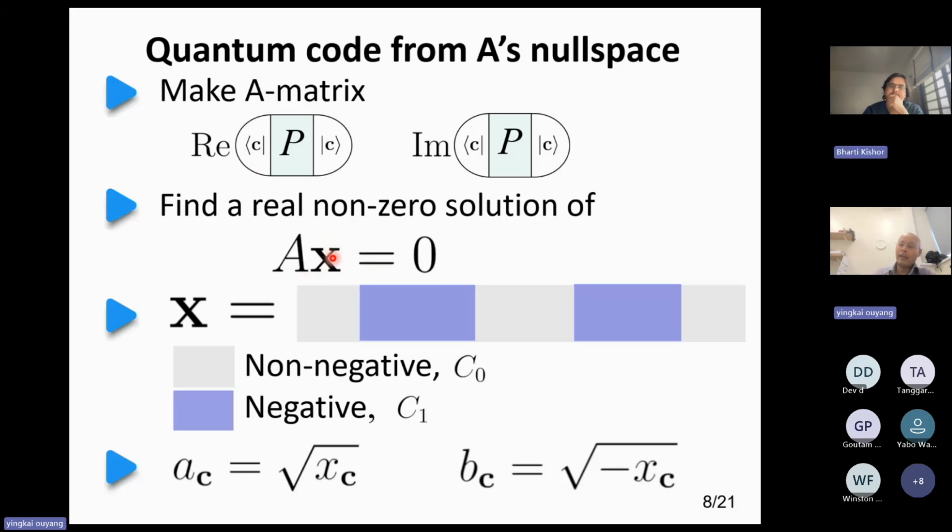So suppose X is a solution. Sorry, how do you construct this matrix A? What is the A_ij element in this matrix? I'll tell you this A_ij later. In the qubit case, the row is labeled by P and the column is labeled by C.